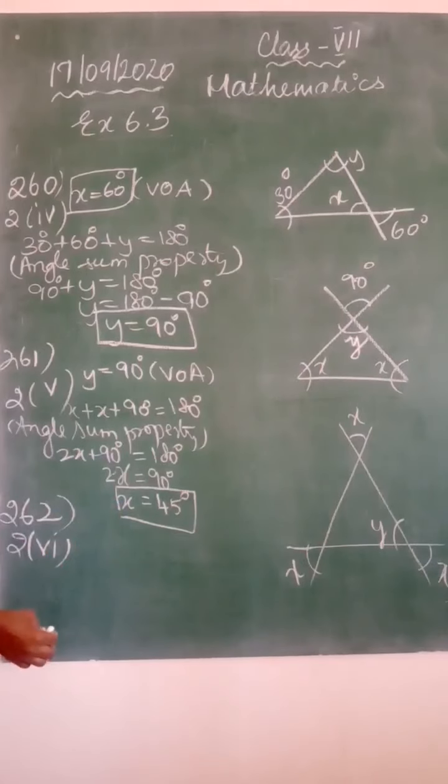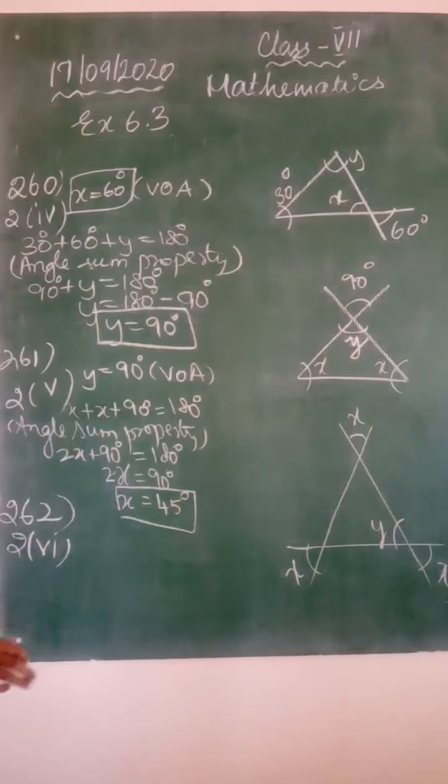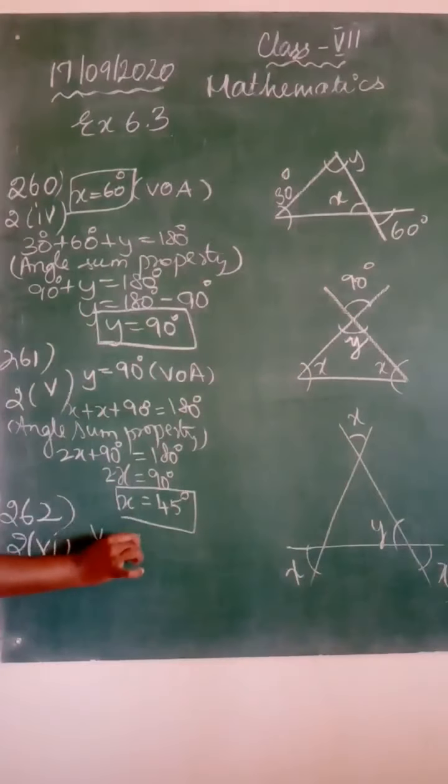Next, coming to the last one. Here, we should find x and y. Both x and y are equal because x and y are vertically opposite angles, or not? Yes. So y is equal to x.